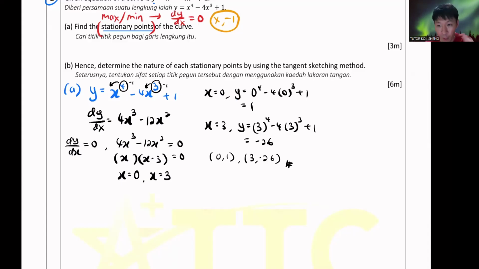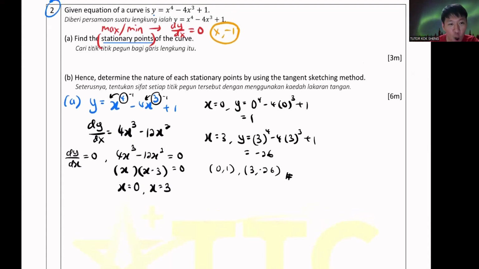Okay, easy. 3 marks, done. This is not the part I need to discuss. The part I need to discuss is actually the B. 6 marks. You see how many marks there? Wow. But this is 3 marks.